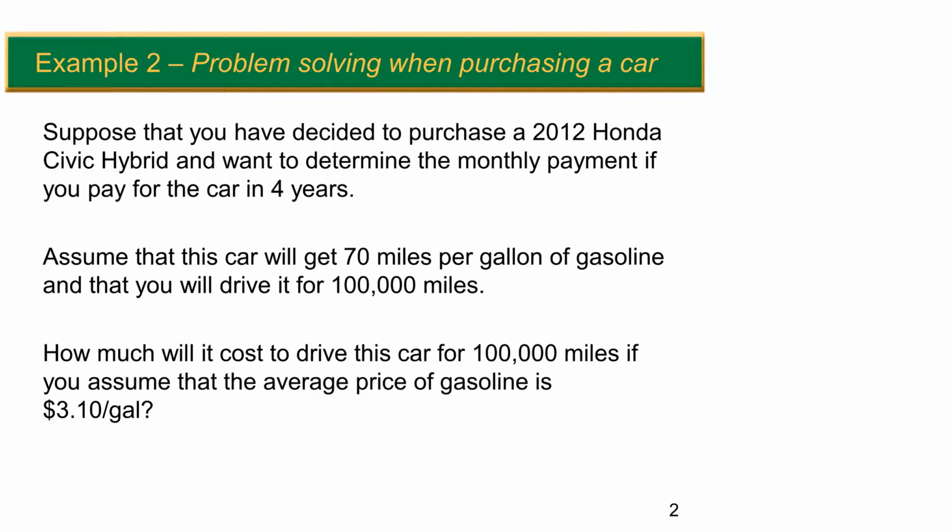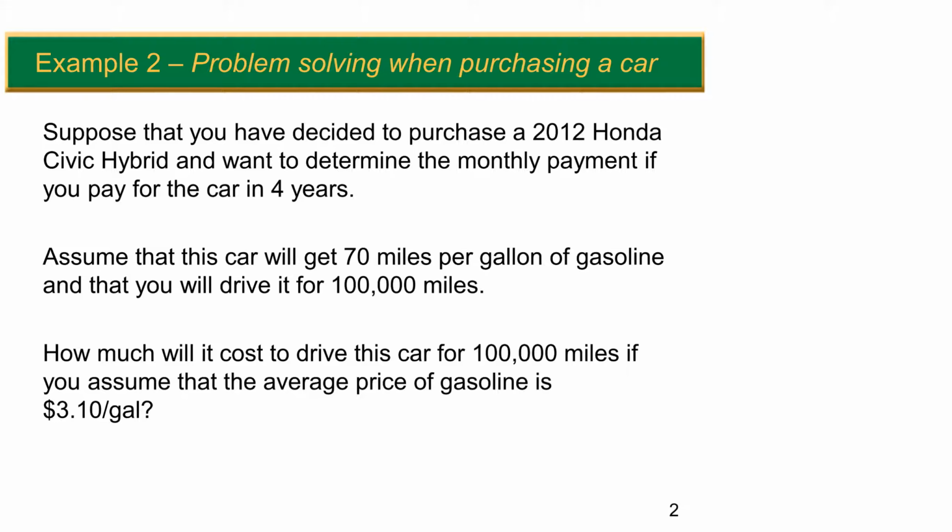Now for example 2, we're given some information. It says, suppose that you have decided to purchase a 2012 Honda Civic and want to determine the monthly payment if you pay for the car in 4 years. So we're going to make monthly payments on this car for 4 years.